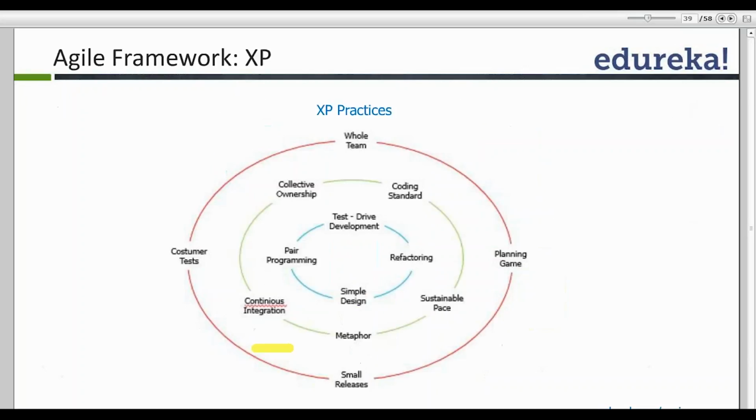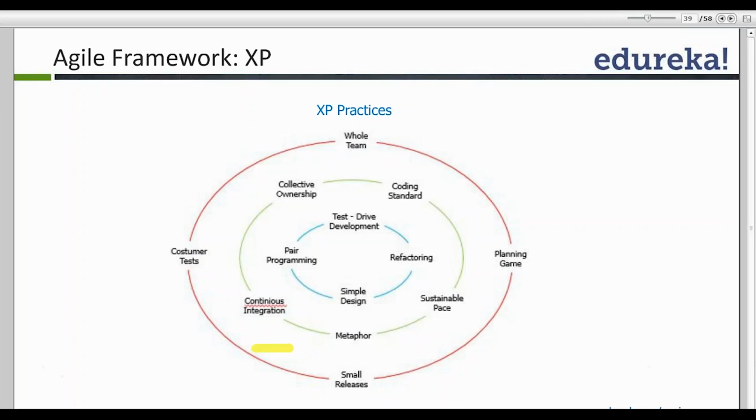XP, as I said, is a practice which grew more out of engineering, from the programmer's place, and it talks about certain key principles related to the whole team concept, customer tests, the planning game, and having small releases. It has innovative engineering practices like pair programming, test-driven development, refactoring, and simple design. So these are some of the innovative practices we have.